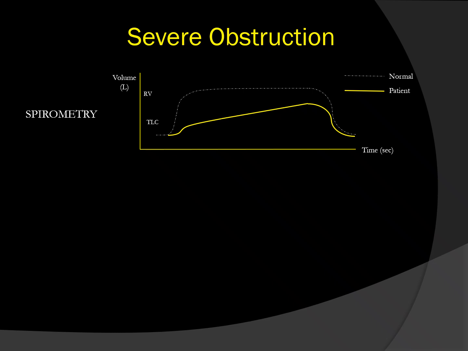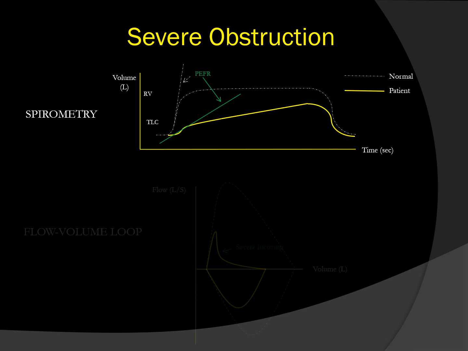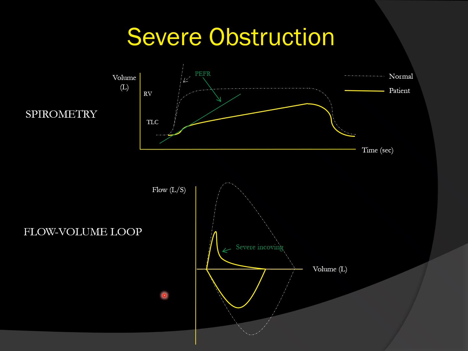Contrast this with severe obstruction. We see the flow is very suppressed, so the peak flow is very low. The FEV1 is extremely low. At 1 second, they're at a very small percentage of where they should be, and there's very poor flow. They're still emptying at the end, and they haven't even come close to emptying what they need to empty to get back to their vital capacity. Now remember, just because they have a low vital capacity compared to normal does not mean that they are restricted. That's pitfall number 1. So here's the flow volume loop.